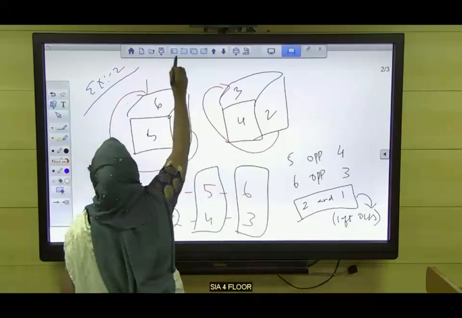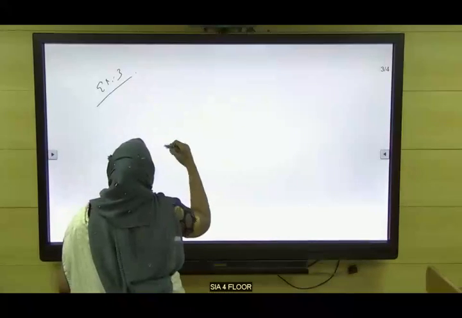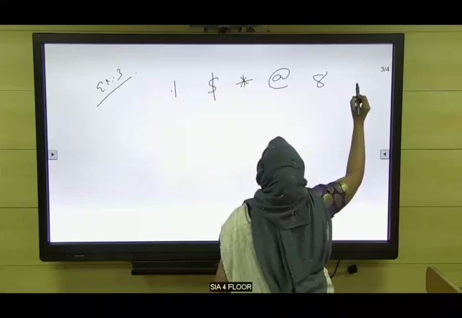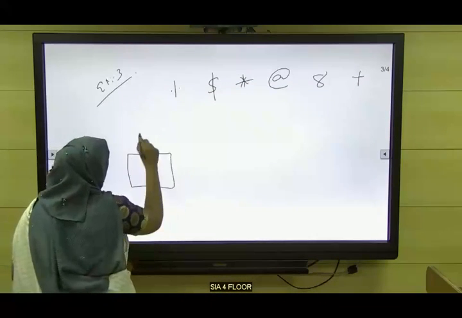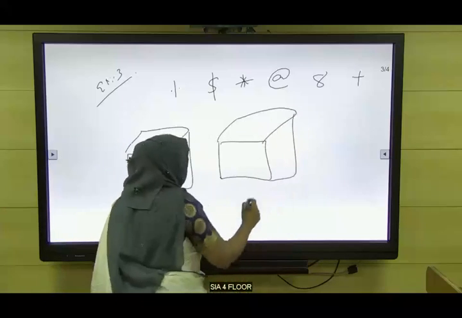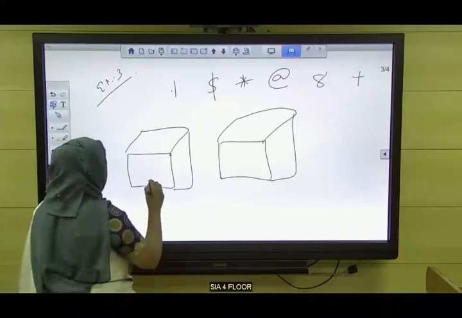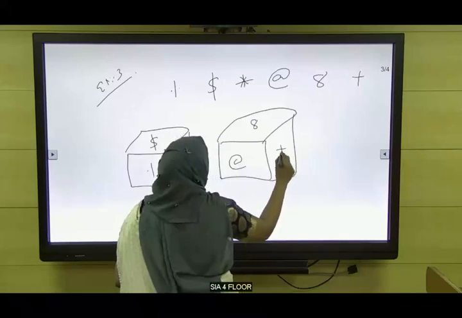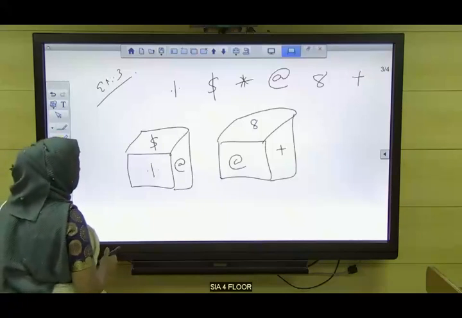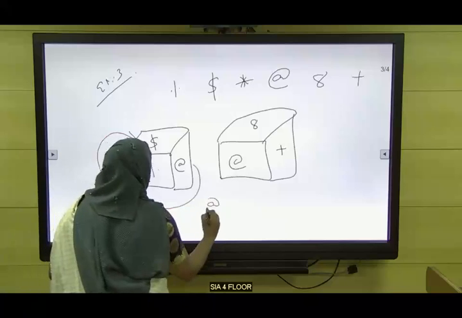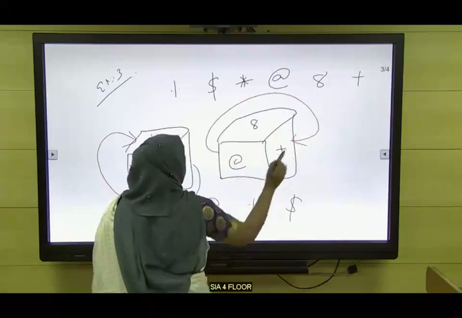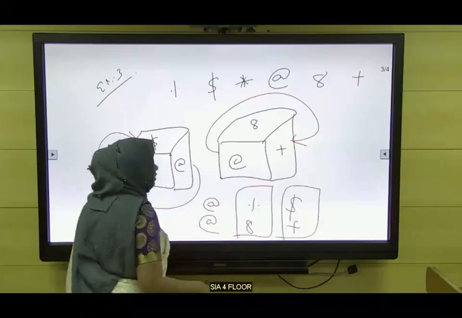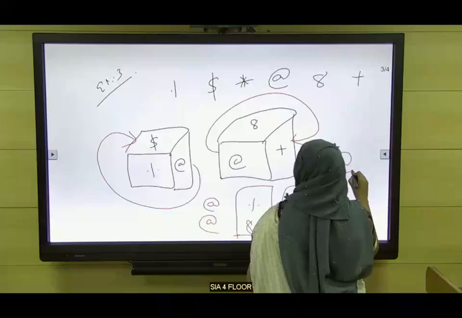I'll give you one more example for better understanding. Example 3. Okay, so there are 6 symbols. Let it be this. Starting from this common item, at percentage dollar, and here at 8 plus. Now these two are matches, and this is a match for the left out one, which is this.